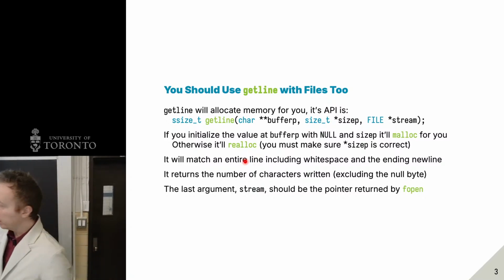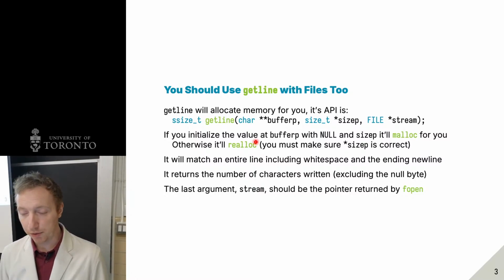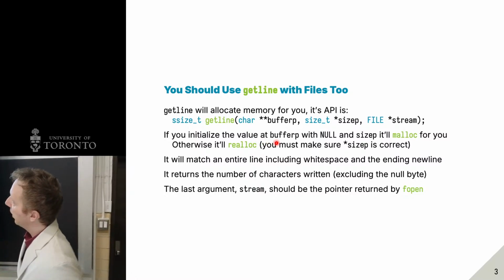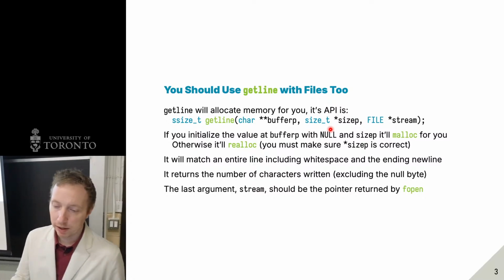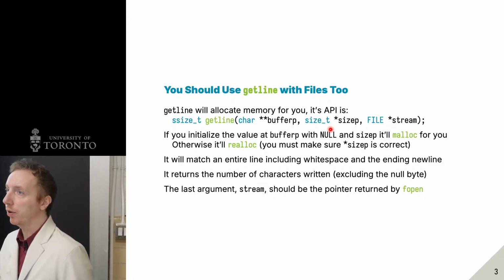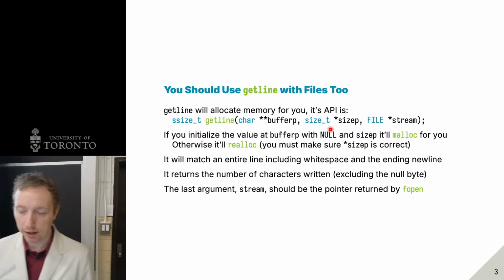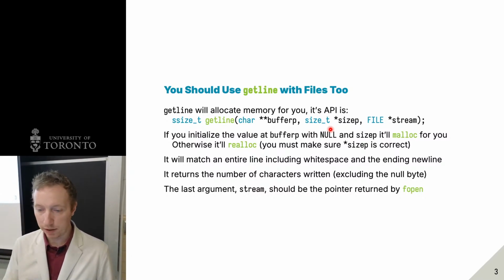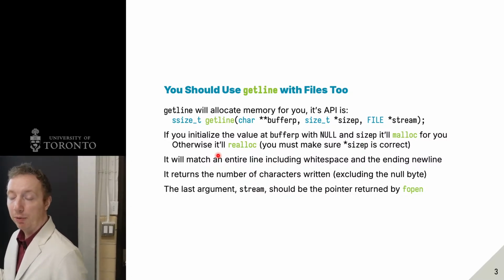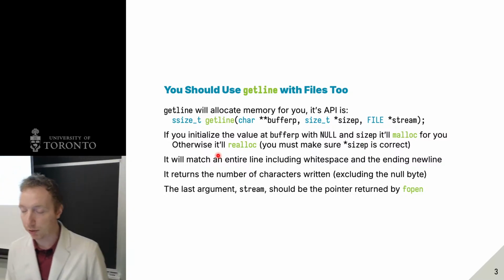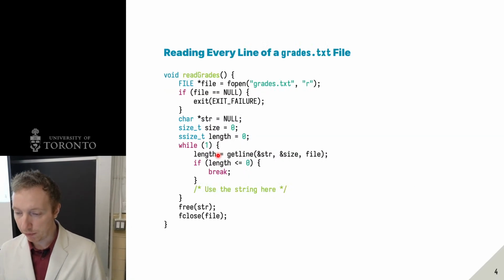So again, this is the preferred way to read a string. If I initialize the buffer pointer with null, then it'll just malloc for me. And if I want to reuse this over and over again, I can just give it its modified pointer and it will internally call realloc if it has to, and that string is valid until the next time I call getLine. This matches the entire line, including the white space and the ending newline, and again it returns the number of characters written, excluding the null byte, and then that last argument can be from a file.